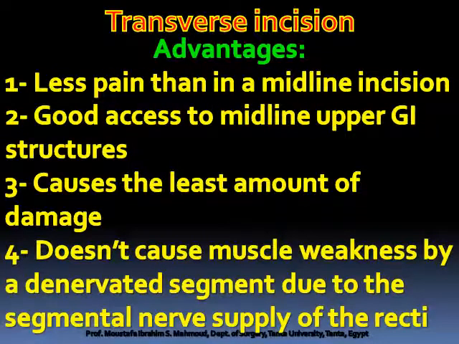Advantages of the transverse incision: it is less painful than the midline incision. It gives good access to midline upper gastrointestinal structures. It causes the least amount of damage. It doesn't cause muscle weakness by a denervated segment due to the segmental nerve supply of the recti.